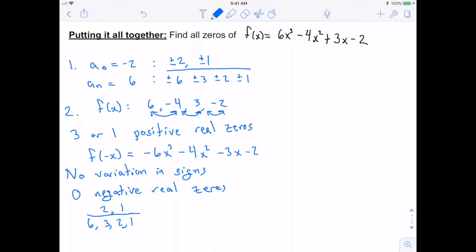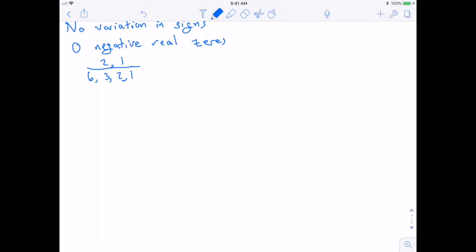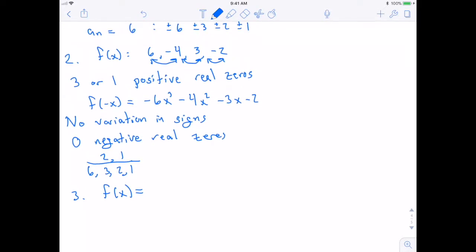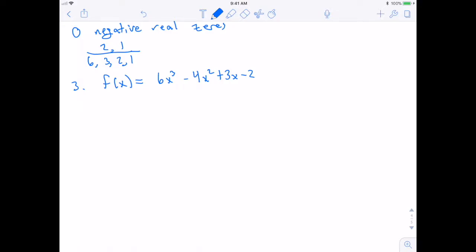Okay. Finally, we move on to the upper and lower bound test. We just start plugging some of these in and seeing what we get. So maybe we'll write the polynomial again so we don't lose sight of it. It was 6x cubed minus 4x squared plus 3x minus 2. And let's try to factor out x equals 1. So we make our box. We put down our coefficients. We do 1 outside.